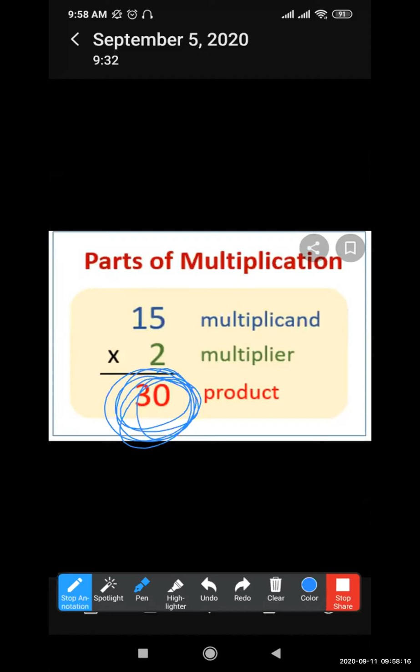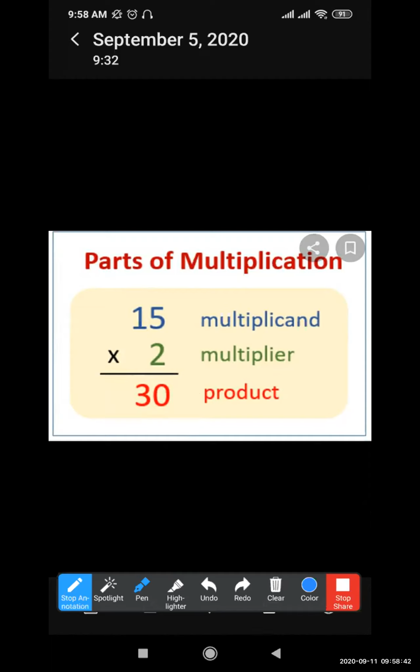Getting it, children? Okay. So repeat after me. Come on. Multiplicand. Say loudly. Multiplicand. Multiplier. Product. Once again. Multiplicand. Multiplier. Product. These three are the parts of multiplication.